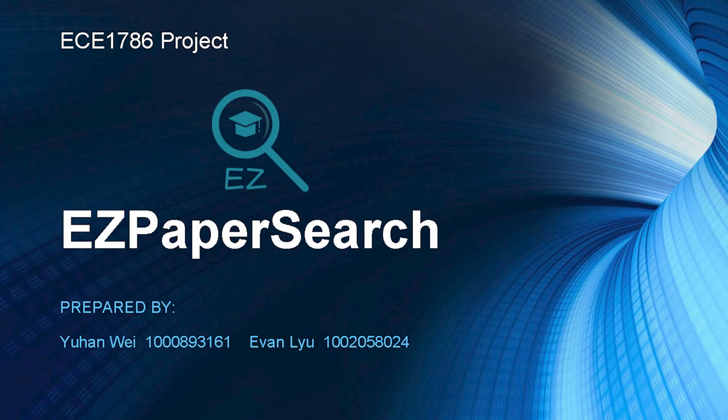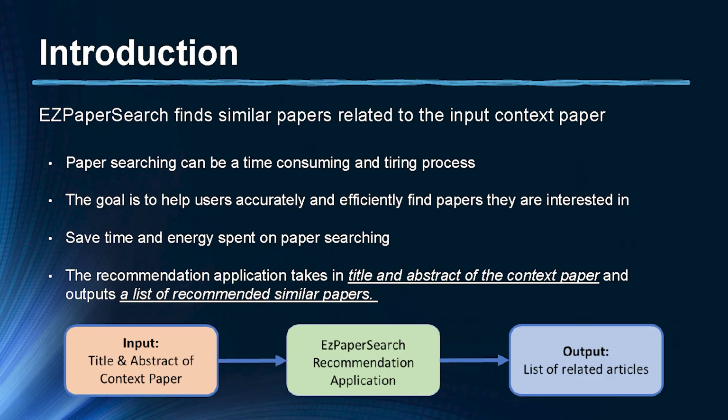As most of us have experienced, paper searching can be a very time-consuming and tiring process, especially when we are looking for a paper on a very specific topic. So the goal of our project is to build an efficient and effective paper recommendation application that helps users find papers that they might be interested in. And the goal is to save time and energy spent on paper searching.